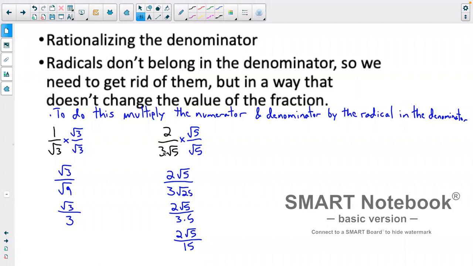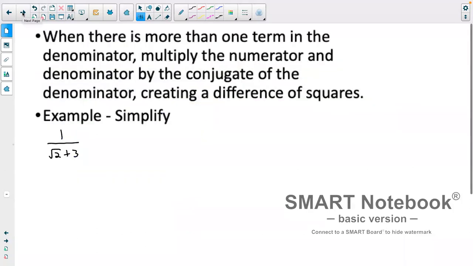Now, we have a mixed radical here. It's considered one term because we don't have plus or minus in our denominator. If we have a plus or minus sum in our denominator, we're going to have multiple terms, in which case we can't use this method. If we have a binomial as a denominator, so 2 terms, we multiply the numerator and denominator by the conjugate of our denominator, creating a difference of squares.